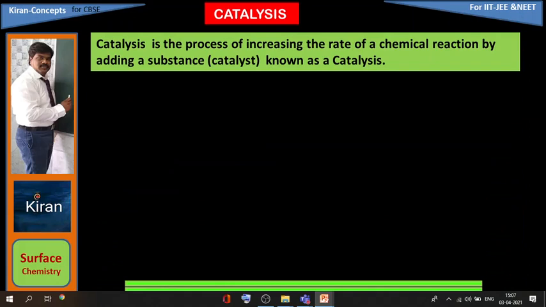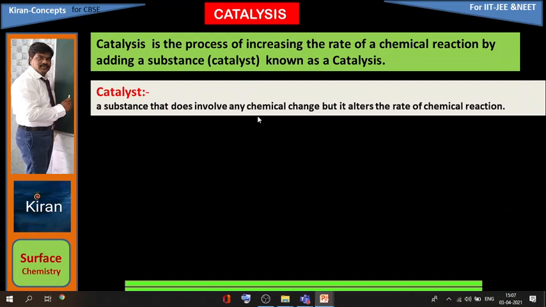First of all, catalysis: it is the process name, the phenomenon name. What type of phenomenon is it? Catalysis is the process of increasing the rate of a chemical reaction by adding a substance, known as a catalyst. The chemical reaction speed increases when you add a chemical substance. This adding process alone is considered as catalysis.